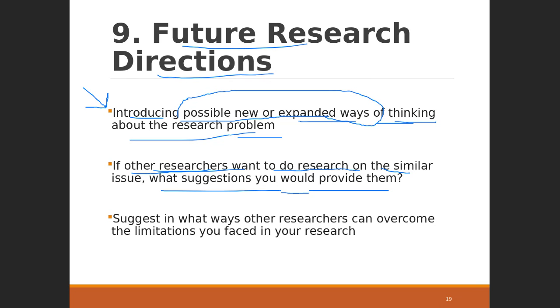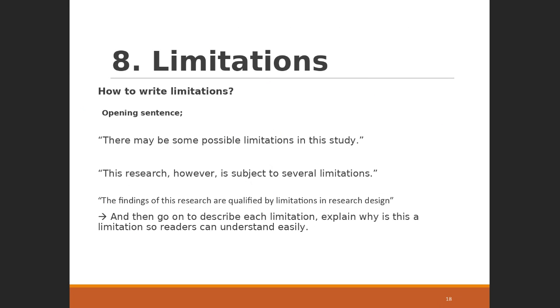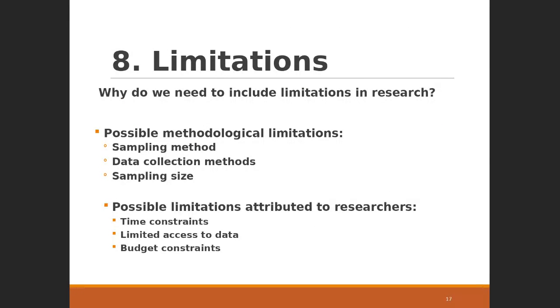Secondly, you can convert your limitations into your future research directions. For instance, if you have faced a limitation in terms of your sampling method, if you have chosen a convenience sampling method, you can suggest other researchers that they can choose a probability sampling method. If your data collection method was online, you can suggest other researchers that they can conduct face-to-face research. If your research was quantitative in nature, you used a survey method, you can suggest other researchers that maybe doing qualitative research, maybe doing interviews can give very good results, can give us a deeper understanding of the phenomena.